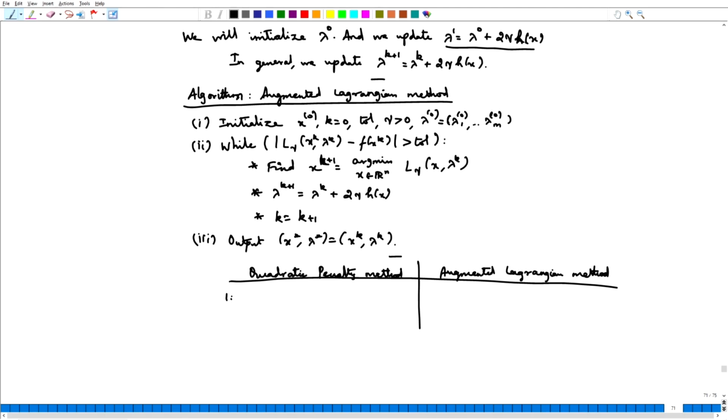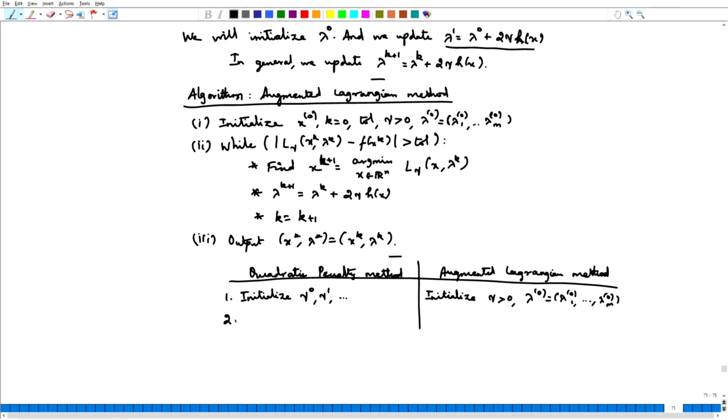So, the first step is initialization. Here you initialize a sequence of gammas, gamma naught, gamma 1, dot dot dot, which diverges to infinity, and here you only initialize one gamma and a lambda vector instead. The other initializations are the same: x0, k, tolerance, they are all the same.